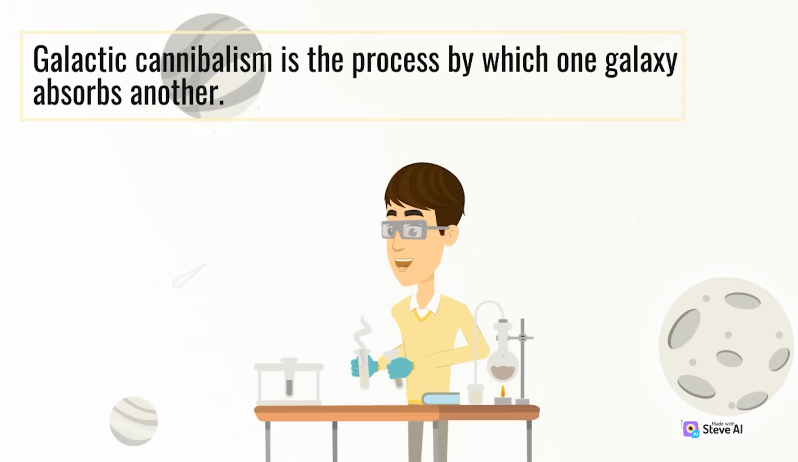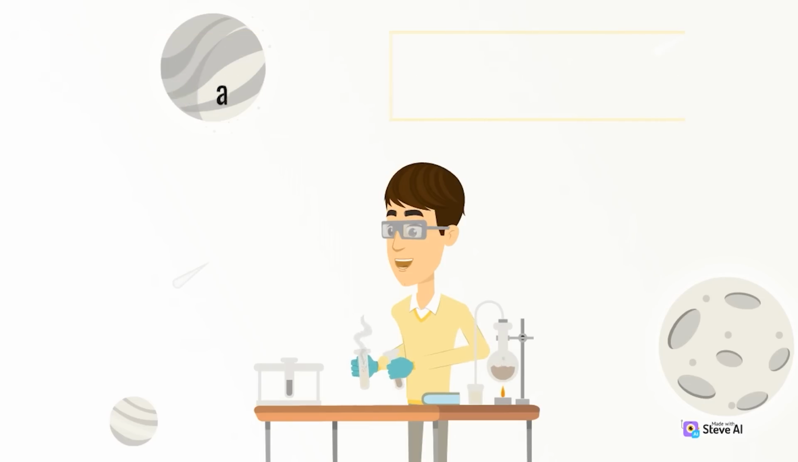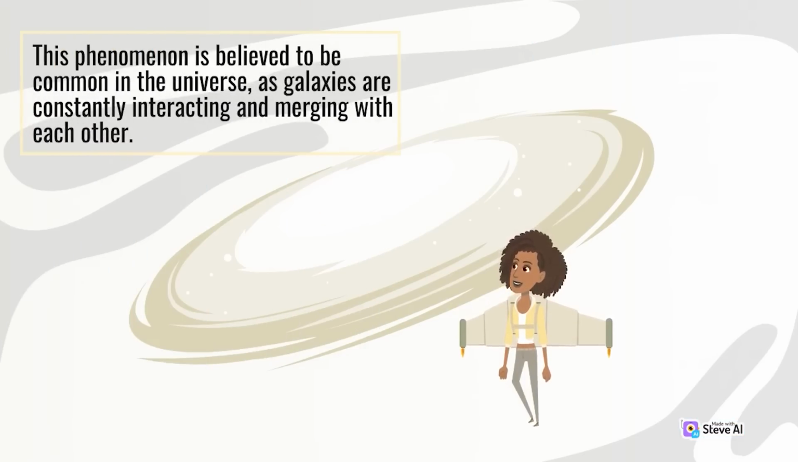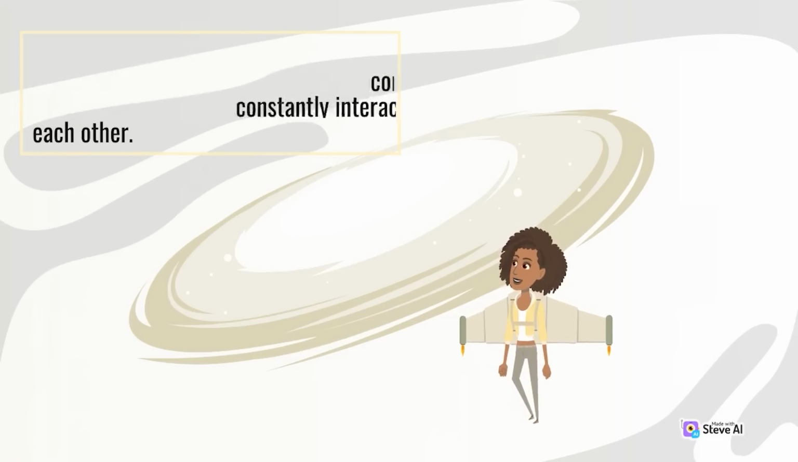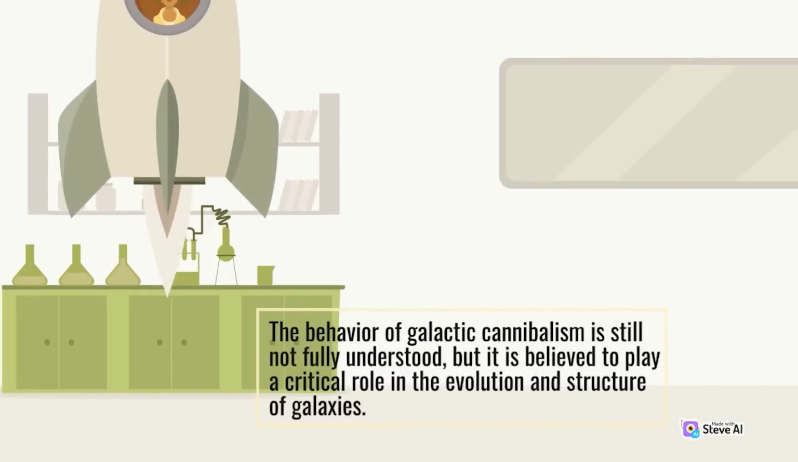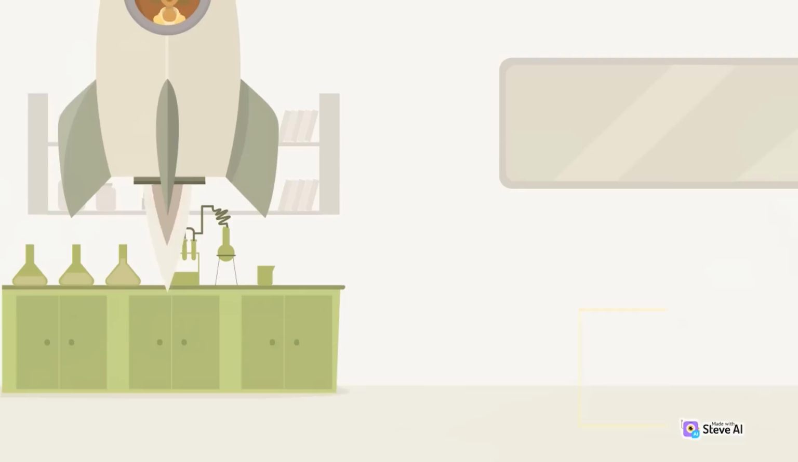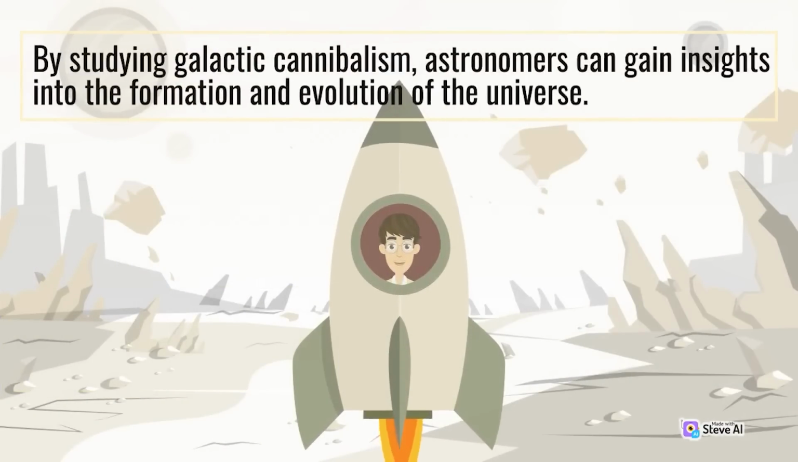Galactic cannibalism is the process by which one galaxy absorbs another. This phenomenon is believed to be common in the universe, as galaxies are constantly interacting and merging with each other. The behavior of galactic cannibalism is still not fully understood, but it is believed to play a critical role in the evolution and structure of galaxies. By studying galactic cannibalism, astronomers can gain insights into the formation and evolution of the universe.